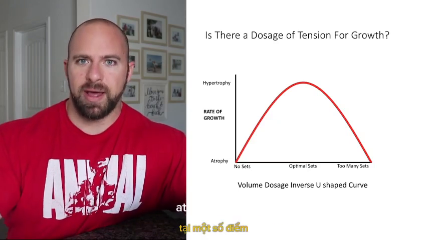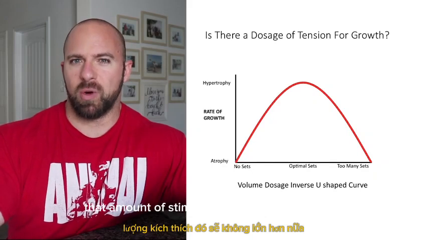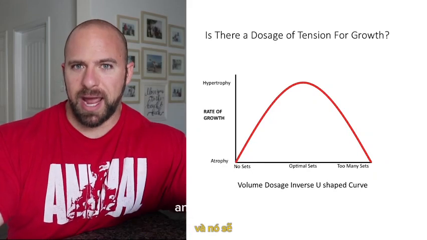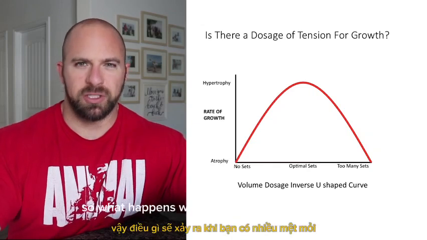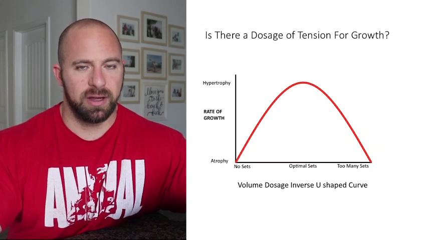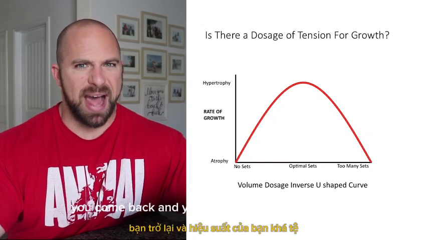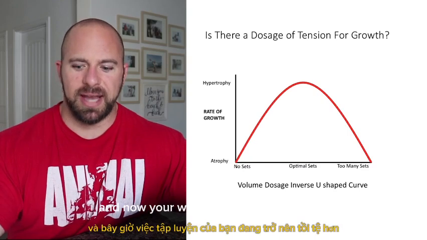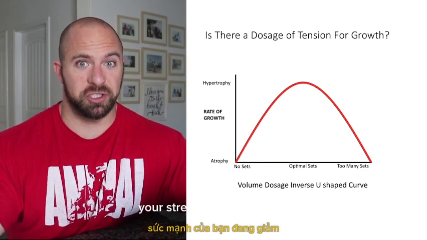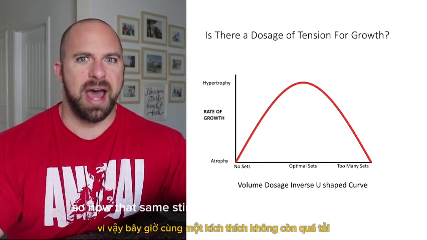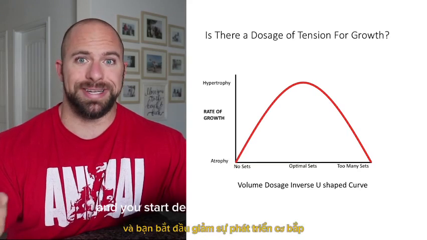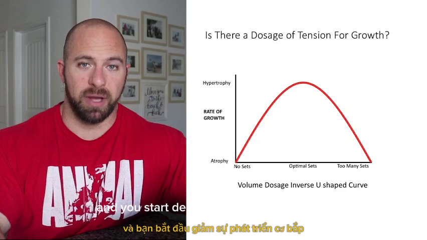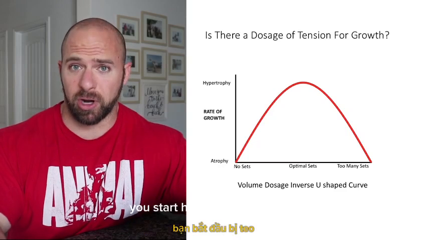At some point, that amount of stimulus won't be any greater, but it's going to generate a significant amount more fatigue. So what happens when you have a lot of fatigue? Well, you don't recover, right? You come back and your performance kind of sucks. And now your workouts are getting worse. Your strength is decreasing. So now that same stimulus is no longer overloading, and you start decreasing in muscle growth. You start having atrophy occur.